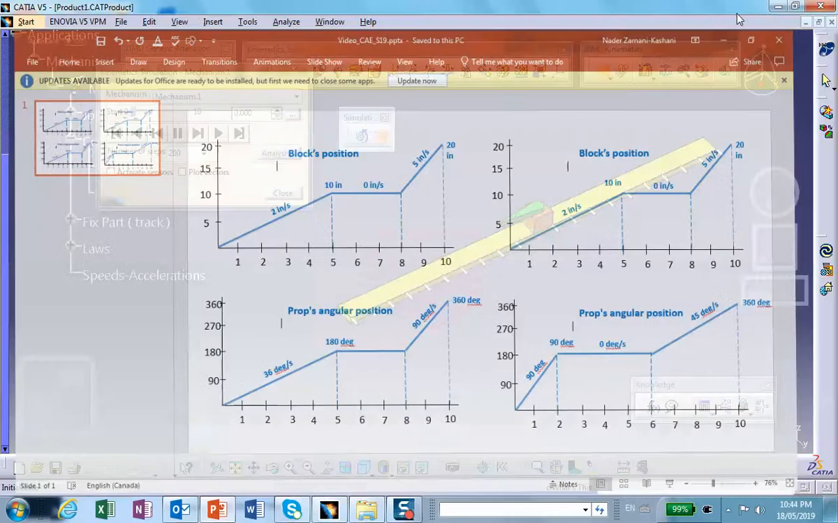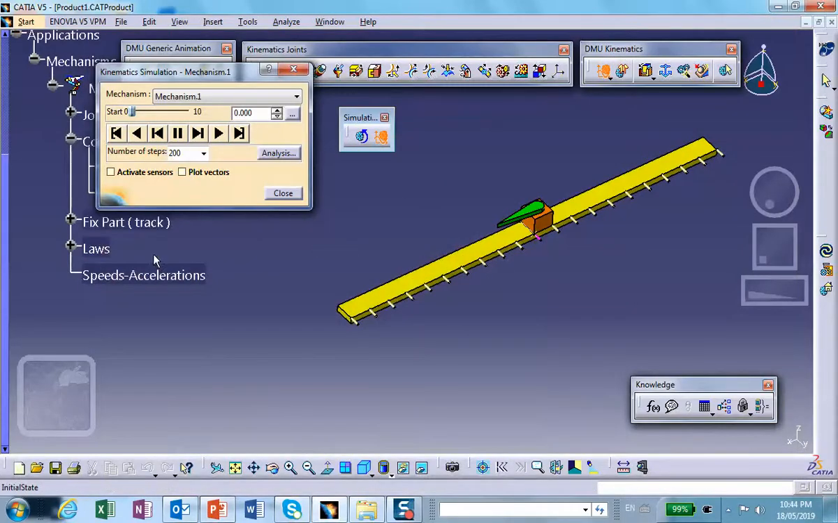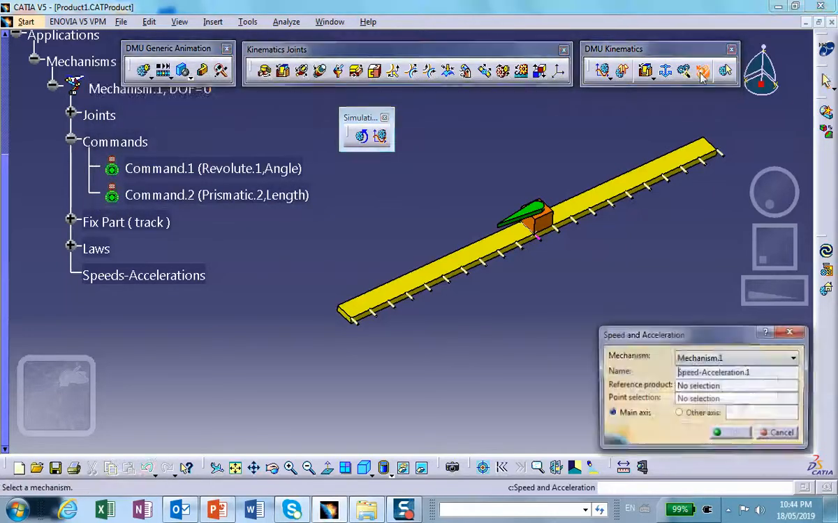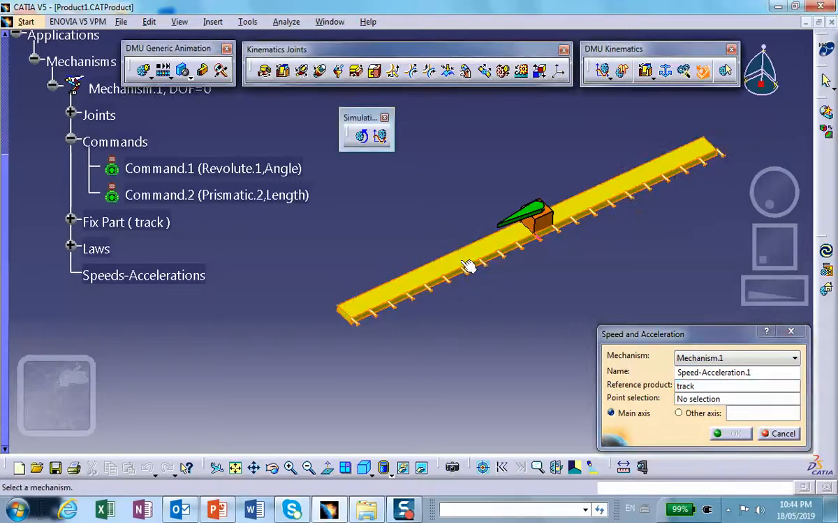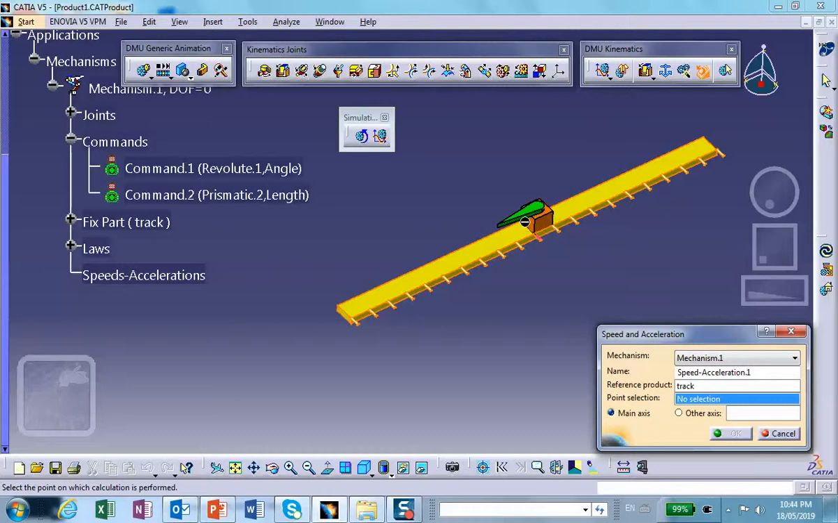Now, how do we plot things? Or how do we create those graphs? The first thing that we need to do is, I'm going to close this. We're going to create a sensor. Sensor, ball rolling down a ramp. The reference product is that track. And the point is, it really doesn't matter. You can take this point, you can take that point.